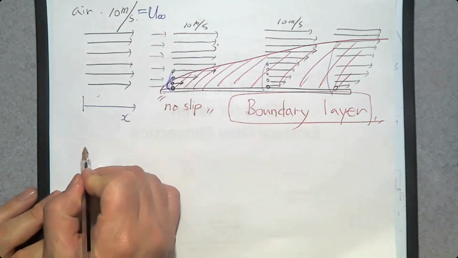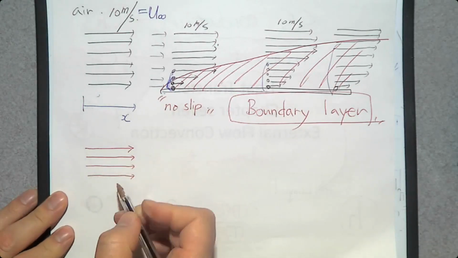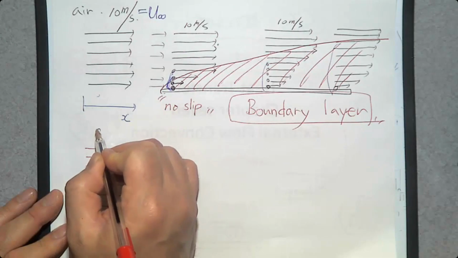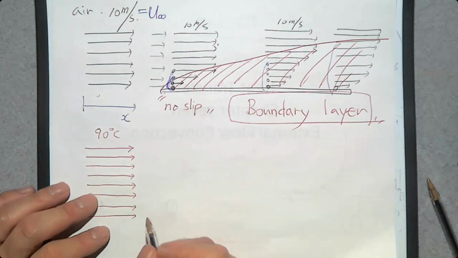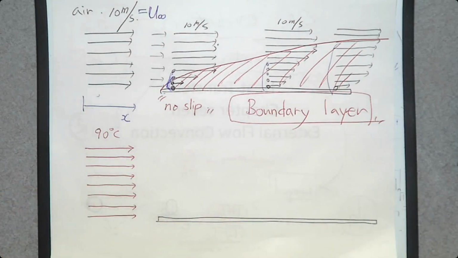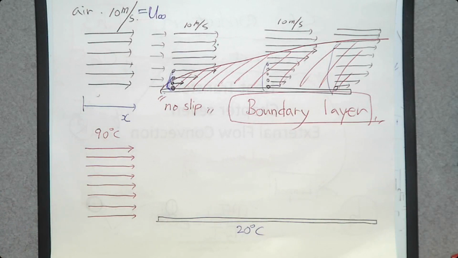I'm going to use this red to show the temperature. So now this is not a velocity anymore. Each arrow represents temperature. Let's assume that the temperature of the air is maybe 90 degrees Celsius. It's hot air, maybe inside a convection oven or something. Then there is a solid surface, and the surface is going to be at maybe 20 degrees Celsius. Then what's going to happen? There's going to be heat transfer from the fluid to the surface in this direction. Why? The temperature of the fluid is higher than the temperature of the surface. Due to the second law of thermodynamics, heat transfers from the fluid to the surface.